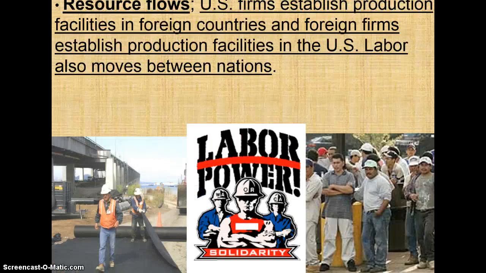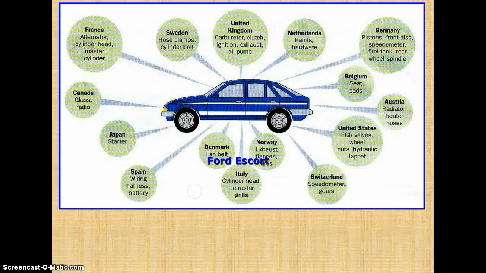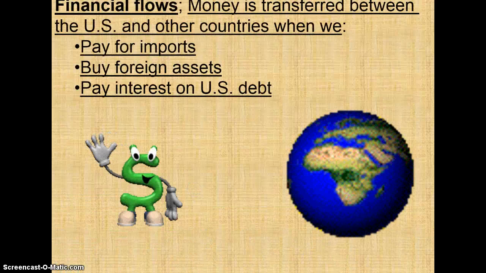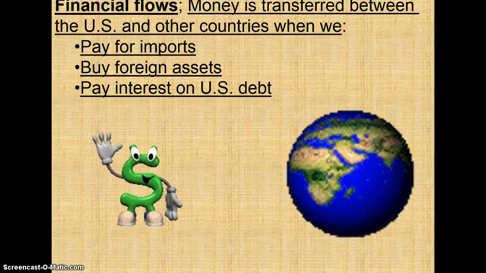Resource flows. U.S. firms establish production facilities in foreign countries, and foreign firms establish production facilities in the U.S. Labor also moves between nations. We also have technology flows. Foreign firms use technology created in the U.S., and U.S. businesses incorporate technology developed abroad. Financial flows. Money is transferred between the U.S. and other countries when we pay for imports, buy foreign assets, and pay interest on U.S. debt.